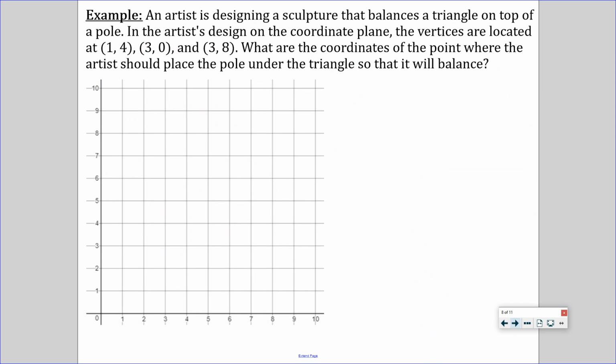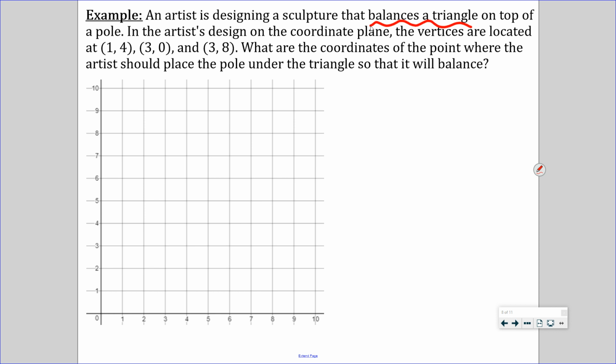The only one we really have left, and there are some like this on your homework, is where you have to graph and find the centroid. This one's like a word problem, but you're essentially going to do the same thing on your homework on a coordinate plane. So this example says, an artist is designing a sculpture that balances a triangle on top of a pole. In the artist's design on the coordinate plane, the vertices are located at (1, 4), (3, 0), and (3, 8). What are the coordinates of the point where the artist should place the pole under the triangle so that it will balance? All right. What is the point where my triangle balances?